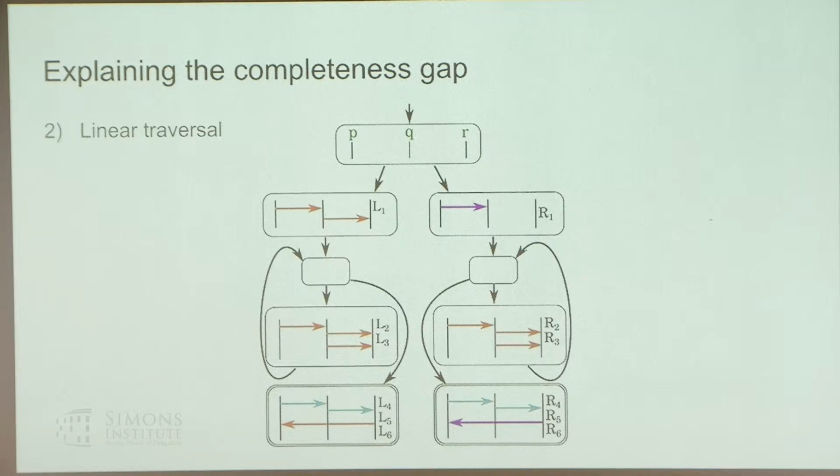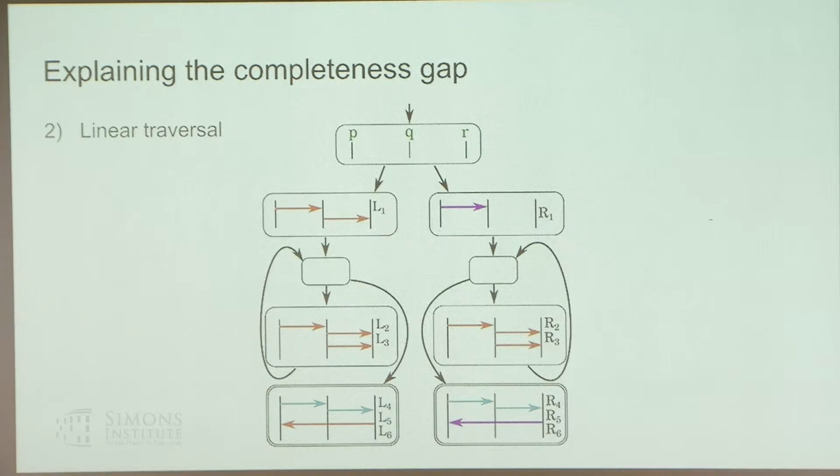So now let's talk about a slightly more subtle reason why these syntactic projections fail. And this has to do with the fact that they are doing linear traversal in the global type. So let's look at this example with a bit more detail. In this protocol, we have again 3 participants, P, Q, and R.